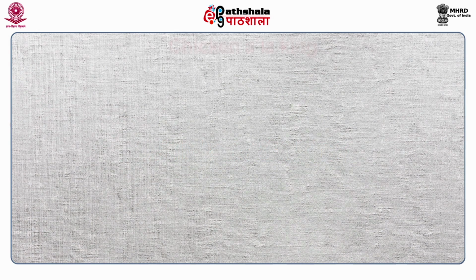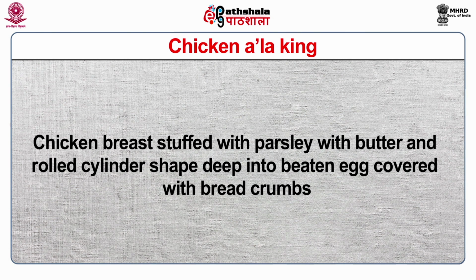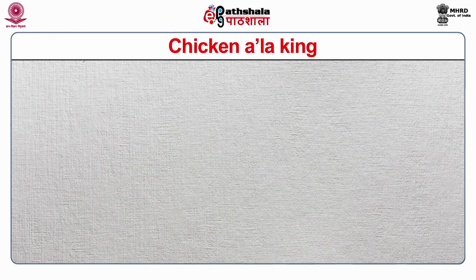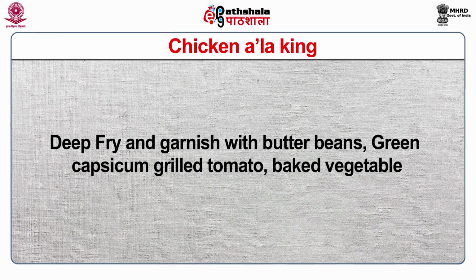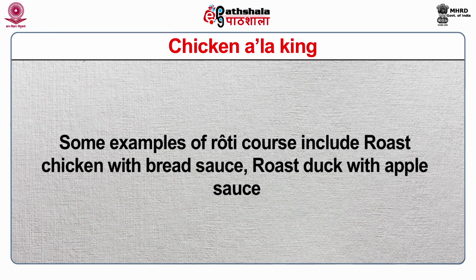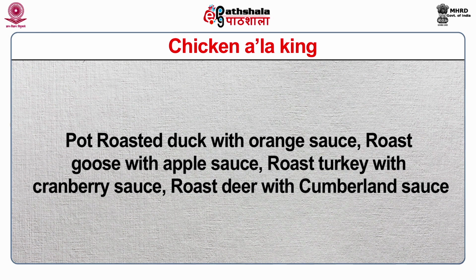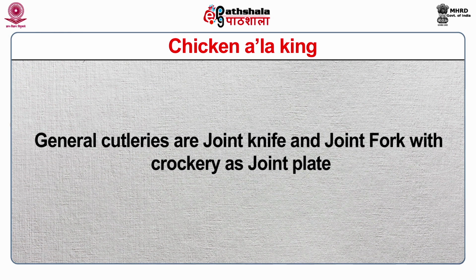Chicken a la king: chicken breast stuffed with parsley butter and rolled into a cylinder shape, dipped into beaten egg, covered with breadcrumbs, deep fried and garnished with butter beans. Green capsicum, grilled tomato, baked vegetables are also served along with it. Some examples of roti course include roast chicken with bread sauce, roast duck with apple sauce, pot roasted duck with orange sauce, roast goose with apple sauce, roast turkey with cranberry sauce, roast deer with Cumberland sauce. General cutleries are joint knife and joint fork with crockery as joint plate.